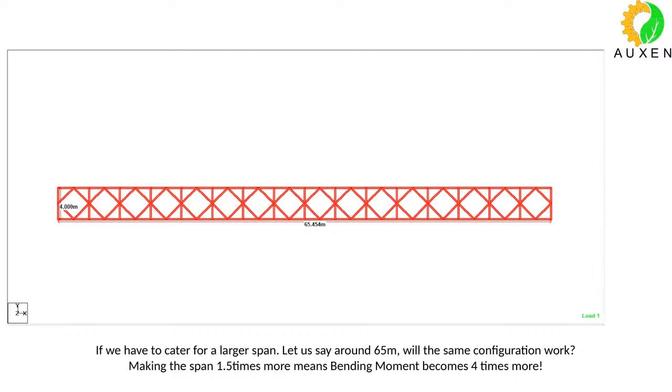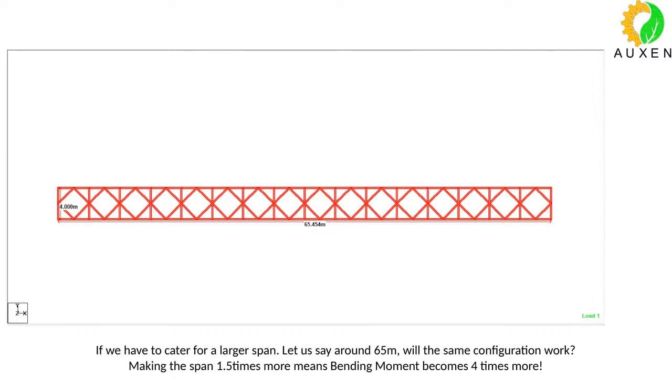So, for example, this is the bridge, but will it work for a 65-meter span? What do you think? Till now, our span was 45 meters. Will the same configuration work for 65 meters also? Same configuration means the same ISMC 200 in the top chord, the same ISMC 150, 125, 100 for diagonals and verticals. So will it work for a 65 meter span?